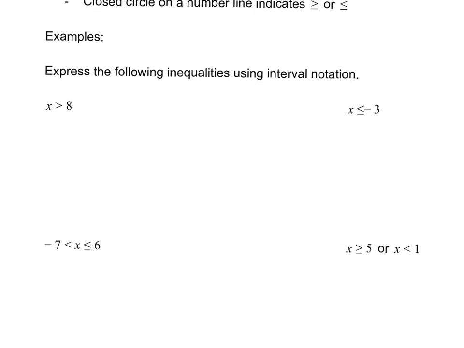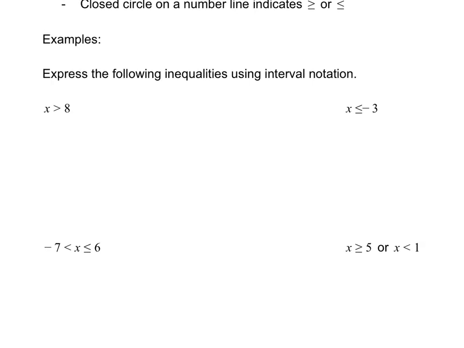So the first example we have is x greater than 8. If I look back at my example, I have a strictly greater than, which means I'm going to know to use parentheses. Now when we're writing intervals, there is a specific way you have to do it. You have to put the smaller number on the left side of the interval and the larger number on the right. So when I look at the inequality x greater than 8, the smallest number I could potentially have is 8 because I want to talk about everything greater than that.